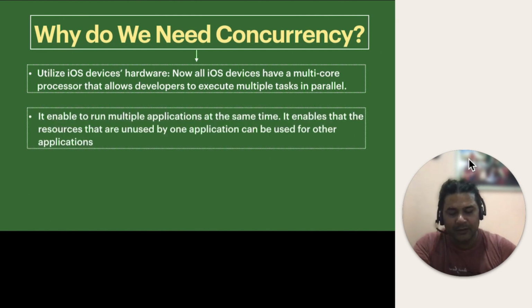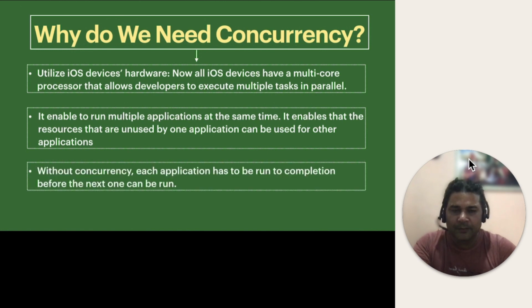To run multiple applications at the same time, resources unused by one application can be used for another application. So with the help of concurrency, we can utilize resources more efficiently. If we do not use concurrency, we cannot perform multiple operations at the same time. Before the completion of one task, we cannot start another task.